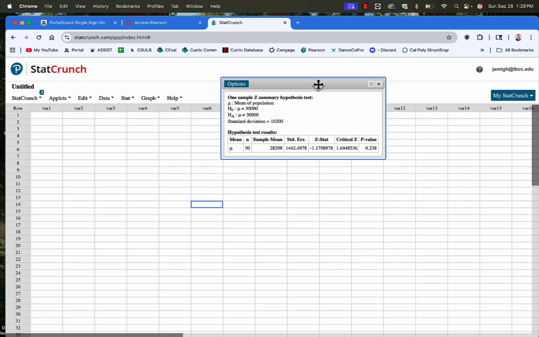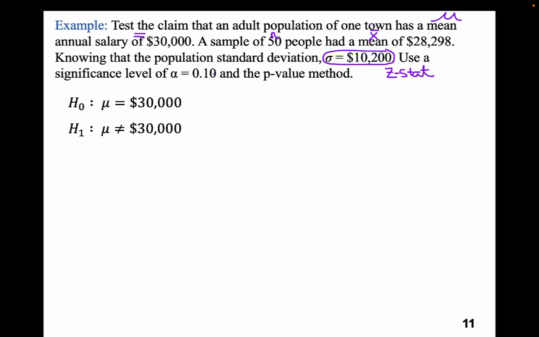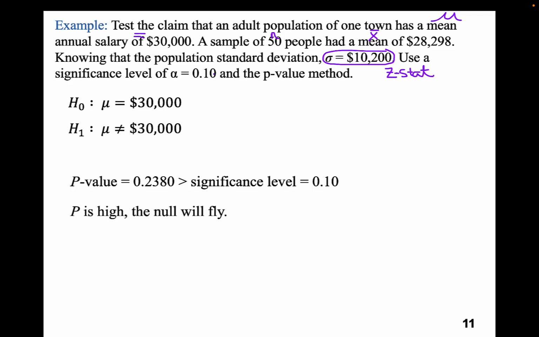So we need the p-value for this method. It's right there, 0.238. We'll take that p-value, 0.238, and compare it to the significance level, 0.10. The p-value is greater than that, so you can use the rhyme if you want: P is high, the null will fly. So we fail to reject the null hypothesis.